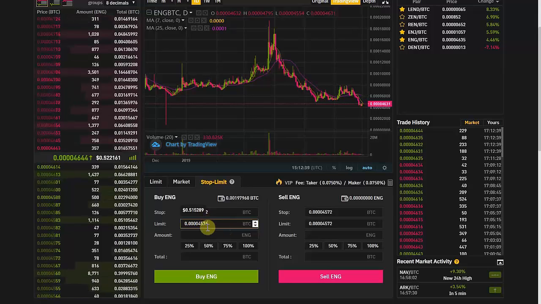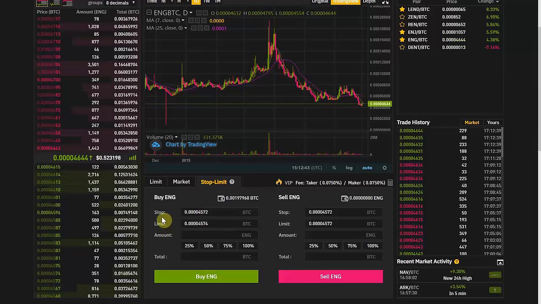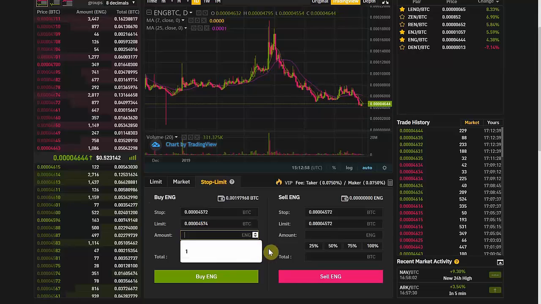Okay, I think it's pretty easy to understand like this. So the only difference is that with the limit and the stop limit, you have to select a target, which is called the stop, and then you decide which limit order you want to place. And again, it's the same thing. It's even lower.